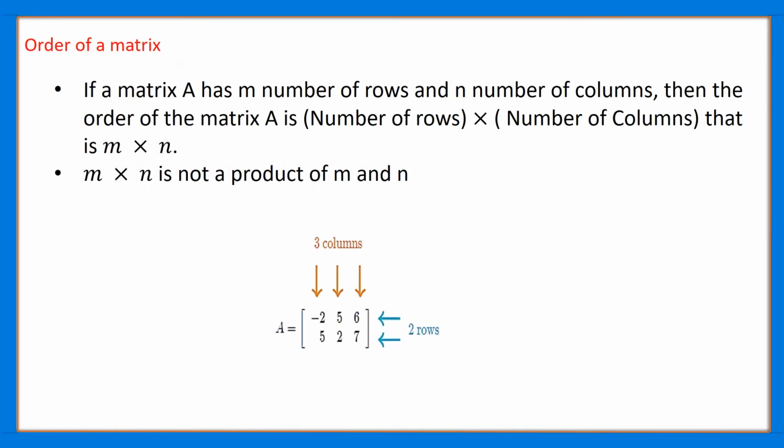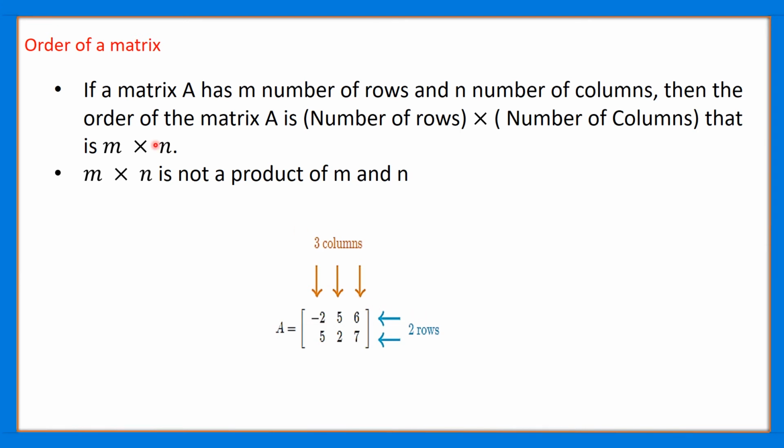The next part is order of a matrix. When we look at the example A is equal to -2, 5, 6, 5, 2, 7, we are able to see that there are 3 columns and 2 rows. So our order of a matrix can be denoted as number of rows into number of columns. In the given example, 3 cross 2 is the order of the given matrix A.